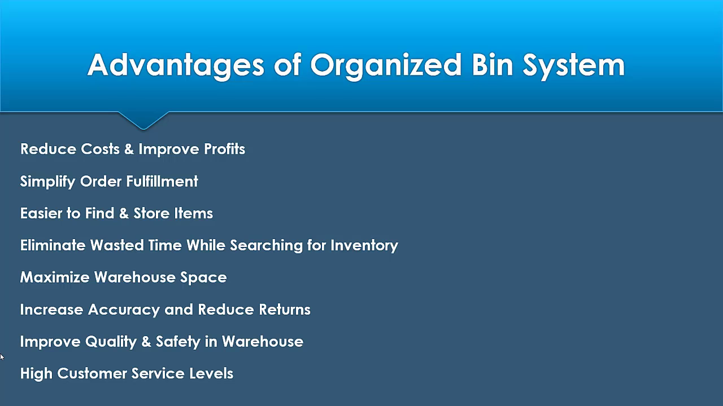We'll begin our demonstration with a little bit of information regarding the advantages of an organized bin system, which was first introduced to SAP in version 9. Utilizing an organized bin system can help your entire warehouse team simplify its order fulfillment process, making it easier to find and store items while eliminating time searching for inventory. This allows you to maximize warehouse space and reduce cost and time-consuming processes. It also allows you to increase the accuracy of your order fulfillment, therefore reducing returns and increasing your customer service levels.